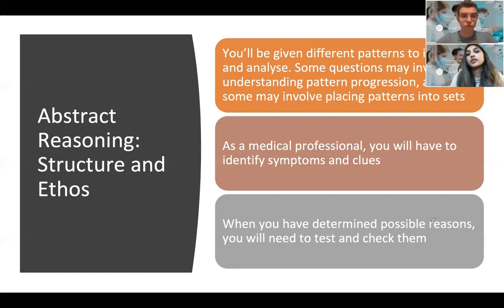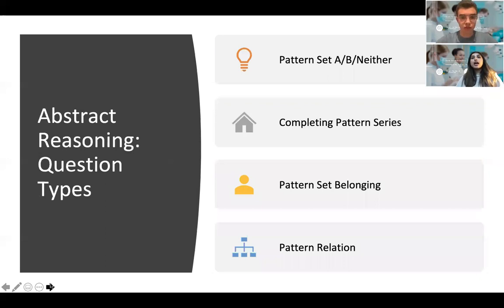When you have determined possible reasons, you'll need to test and check them, okay? So if you think that one of the patterns follows a certain format, test that with one of the other boxes to see if it actually works, okay? There are 4 different question types, again, for abstract reasoning. So you have either pattern, set A, set B, or neither. So you'll get given 2 different examples of patterns, and you have to say whether they are within the set A patterns, whether they're in the set B patterns, or whether it's not applicable to any.